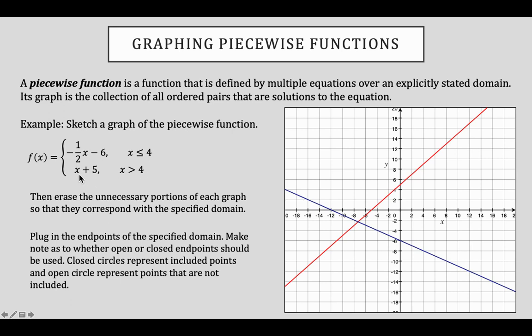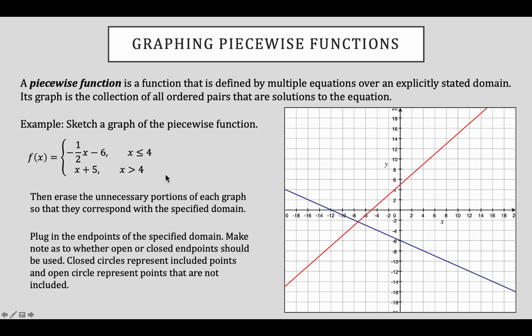So if I plug in 4 into the second piece, that gives me 4 plus 5 is 9. 4, comma, 9 is going to be the ordered pair. Here I have x equals 4, y equals 9. Now again, because this endpoint is not included, instead of doing a filled in circle, I am going to do an open circle here. And then I'm going to erase everything to the left of that open circle, because I only want to include x values that are greater than 4.